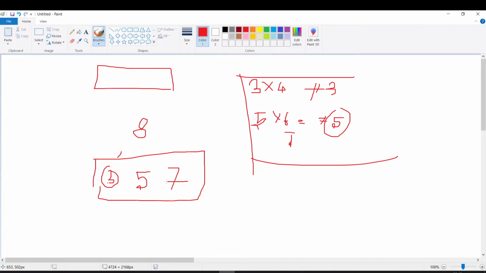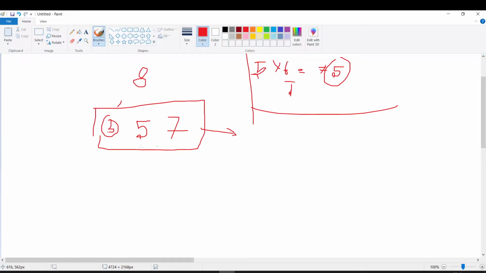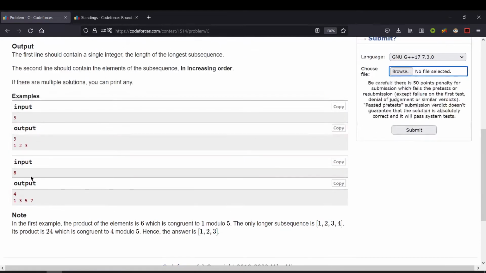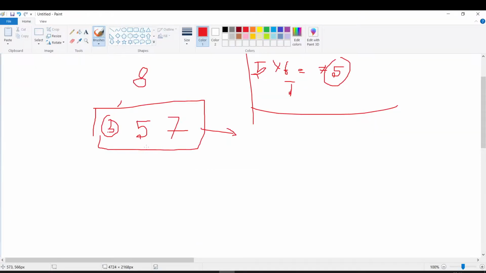No, it will not give a value of 1 for sure. Okay, let's see what if we multiply all these numbers, as the answer for this is 3, 5, 7. Hence, if we multiply everything, we'll be getting 1.